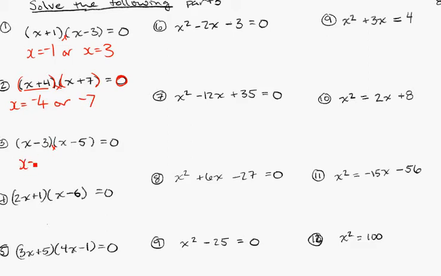Number 3, substituting 3 into this whole side would give me 3 minus 3 is 0 times 3 take away 5 is negative 2. So that would work. And the other possibility that would work is x equals 5. 5 take away 3 times 5 take away 5, 0 once again.